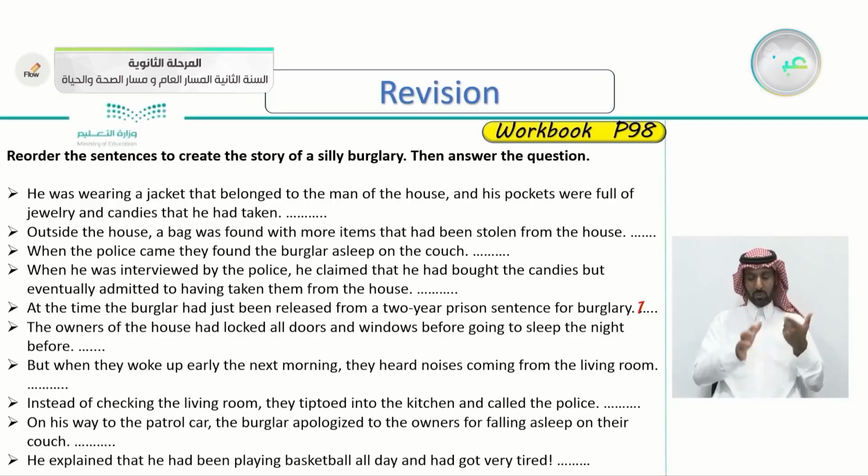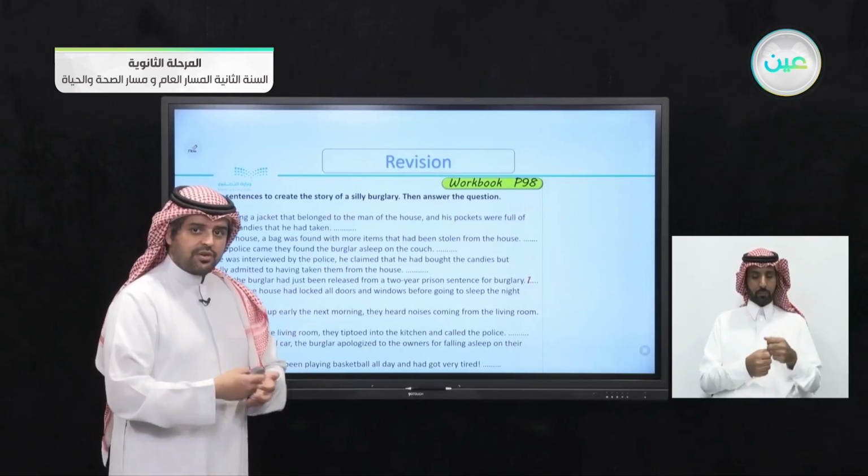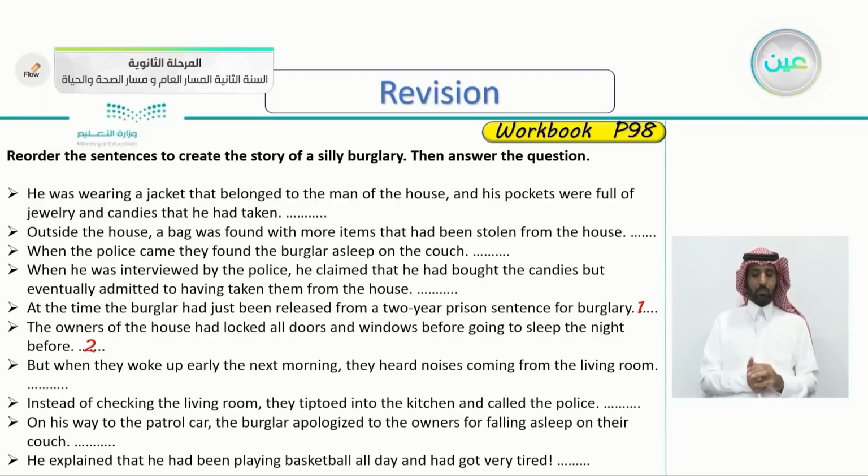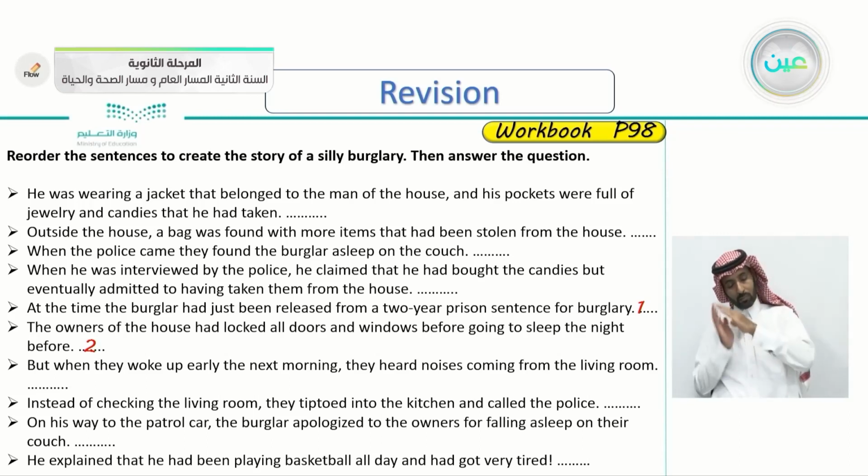Okay, so this is the first one: at the time, the burglar had just been released from a 2-year prison sentence for burglary. Very good. What about the second one? How do we continue the story? This is the second one: the owners of the house had locked all the doors and windows before going to sleep the night before.